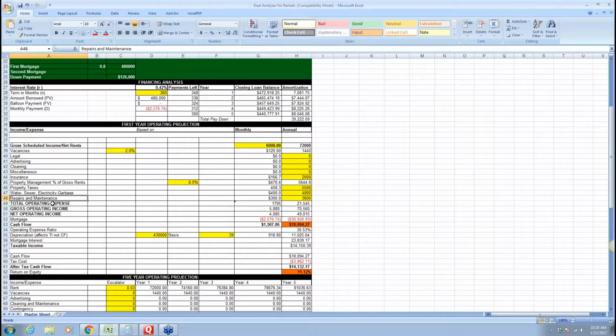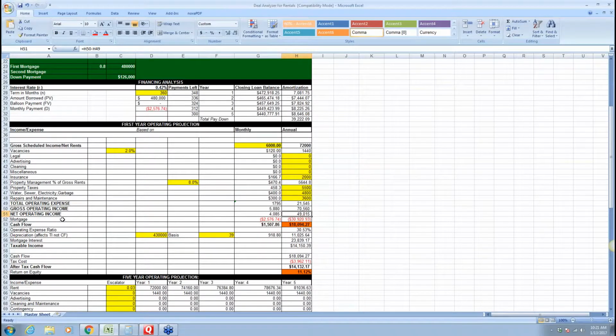So then, moving down, we have total operating expense. Get the expenses for all your monthly and annual costs, your gross operating income. Again, this is obviously just going to be the income minus the expenses. And then, that's just going to be your total income for the year, and then net operating income is going to be your income minus expenses. So as you can see here, the net operating income for this property is going to be just over $49,000 over the year.